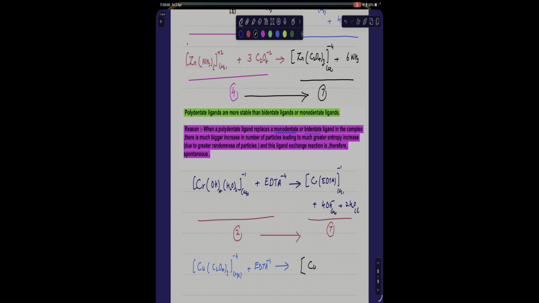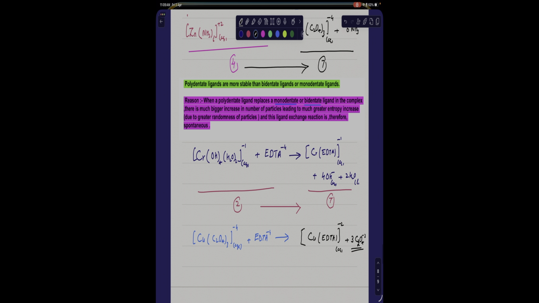So copper with EDTA, and overall charge will be now -2. Please take care, okay, because EDTA is -4 and copper is 2+, so overall charge will change. It will become -2, plus 3 ethanedioate ions which are going to move outside the complex. So these are 3 C2O4 2- ions which will go outside the complex.